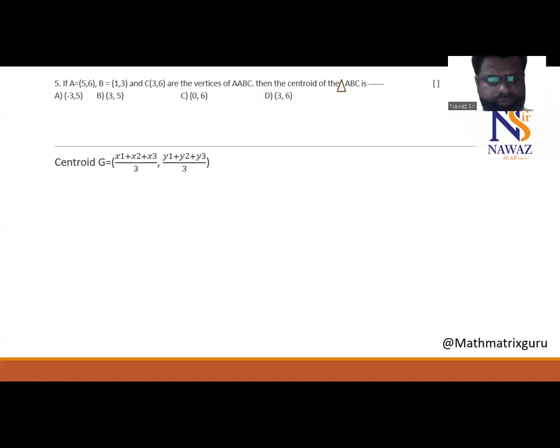Upon substituting the values, we get (5 plus 1 plus 3) by 3 and (6 plus 3 plus 6) by 3. So 5 plus 1 plus 3 is 9, so that is 9 by 3, and 6 plus 3 is 9 plus 6 is 15 by 3. On cancellation, 3 ones are 3, 3 threes are 9, and 3 fives are 15. So the answer is (3, 5). The correct option is B.